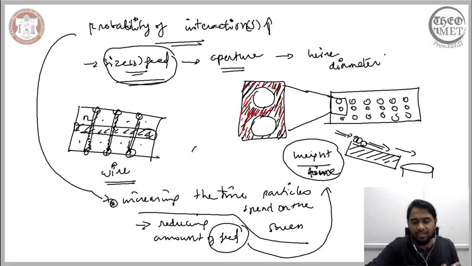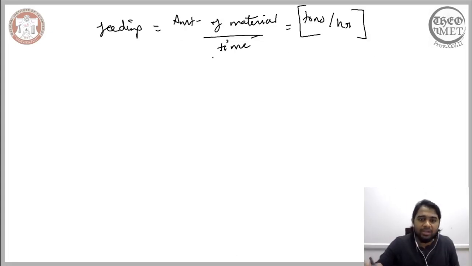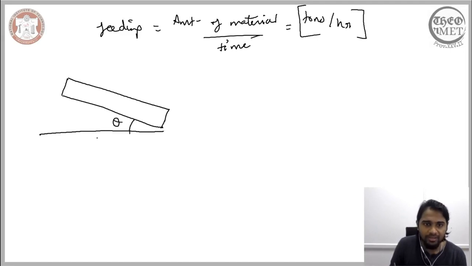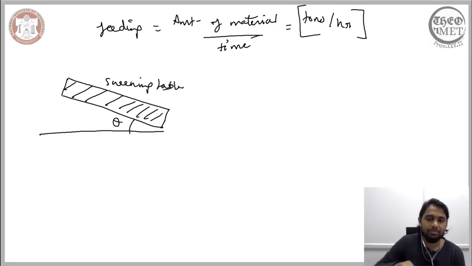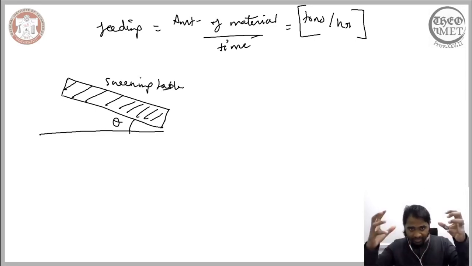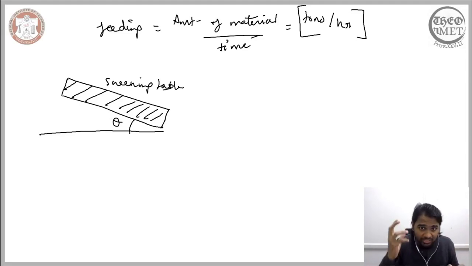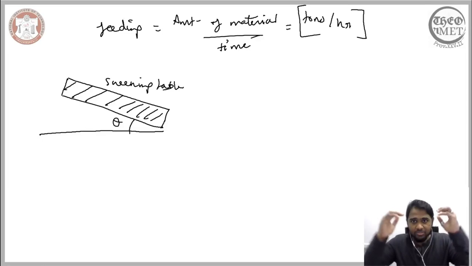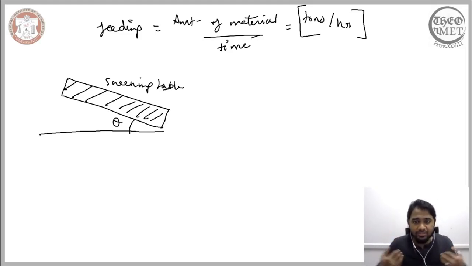So one other way of increasing the probability is by appropriately devising the angle of inclination. So you have this horizontal surface and this is your angle of inclination. This angle of inclination is associated with the screening table. So we are considering increasing the probability of interaction by ensuring that the time spent by the particles on the screening table, on the screening surface, is increased, thereby ensuring that the desired screening is achieved.